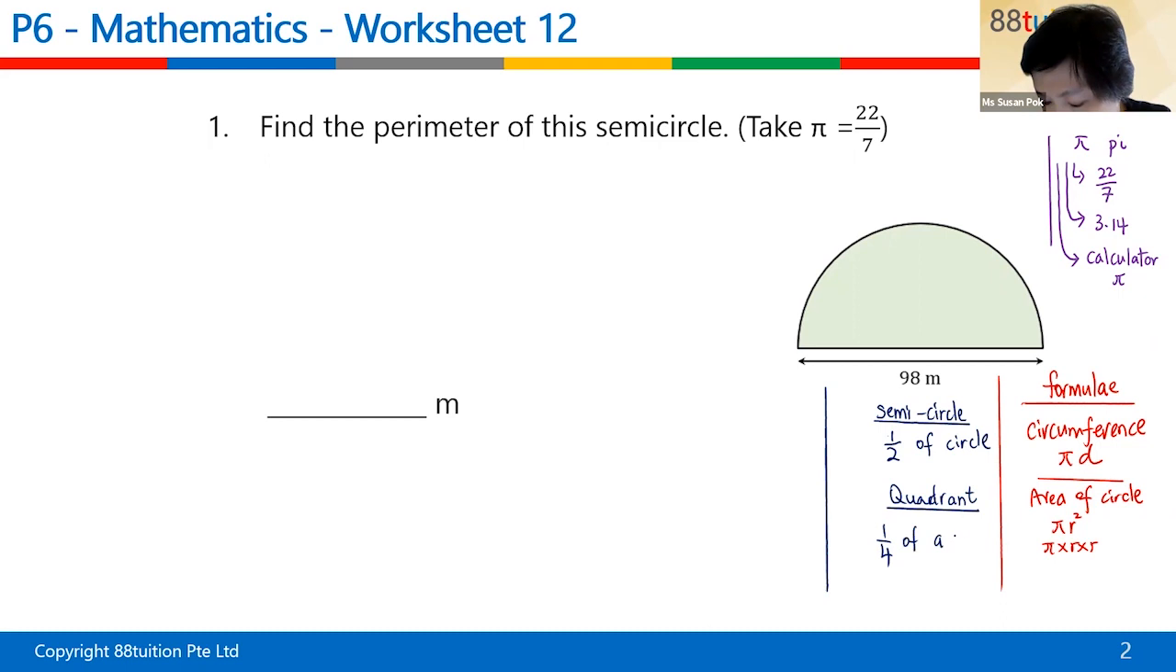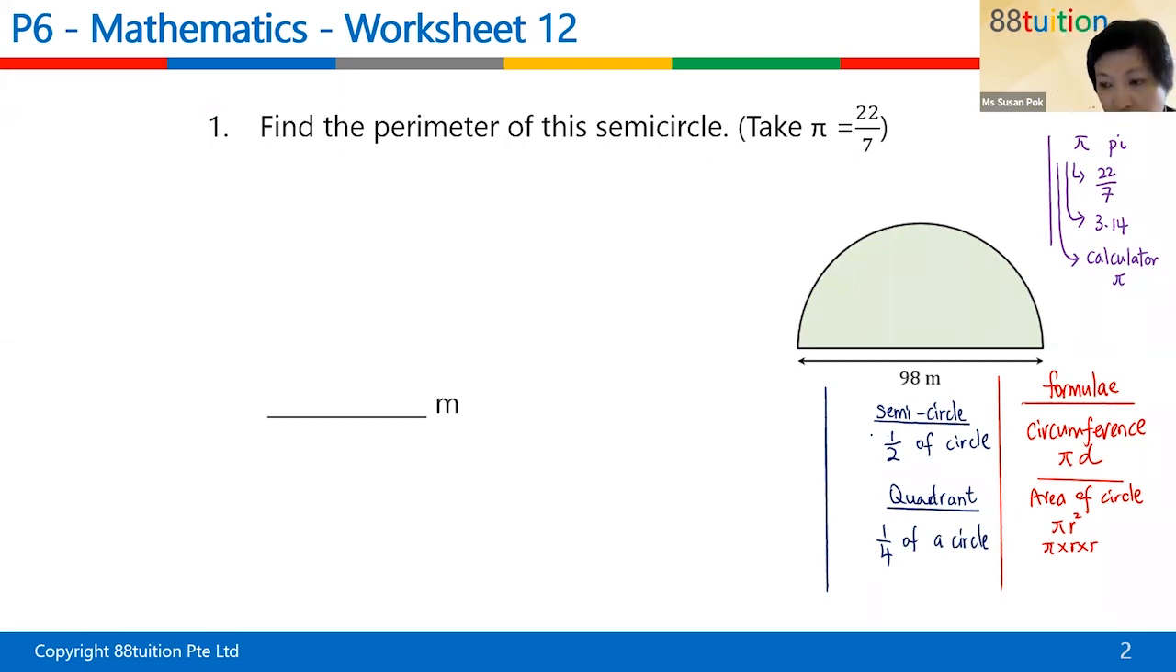So what is a quadrant? A quadrant is 1/4 of a circle. Okay? So if you have a circumference, you just have to divide it by 2, right? To find the perimeter, the circumference of the semicircle. Later we will go through it. Last week we covered a little bit only. But this time round, we are going to do more.